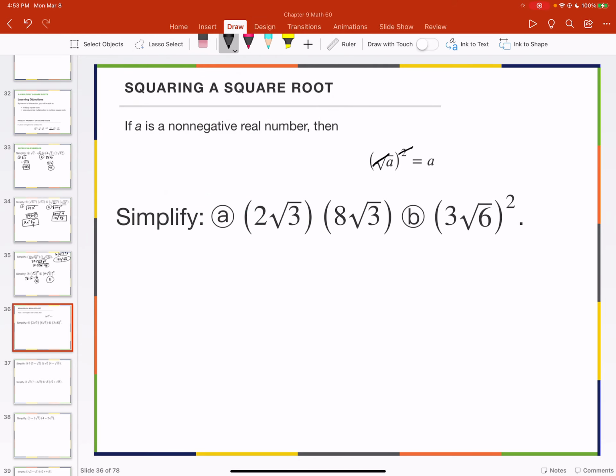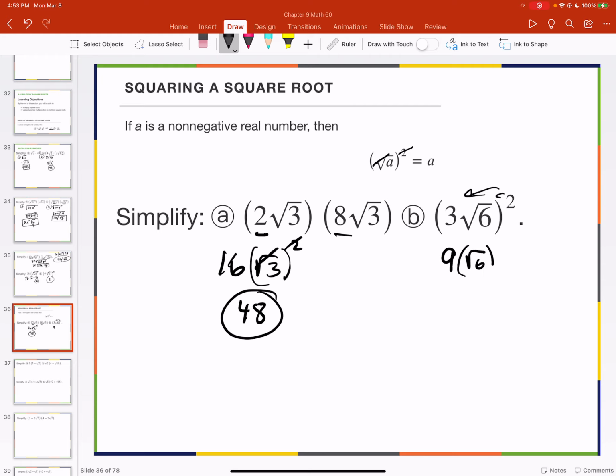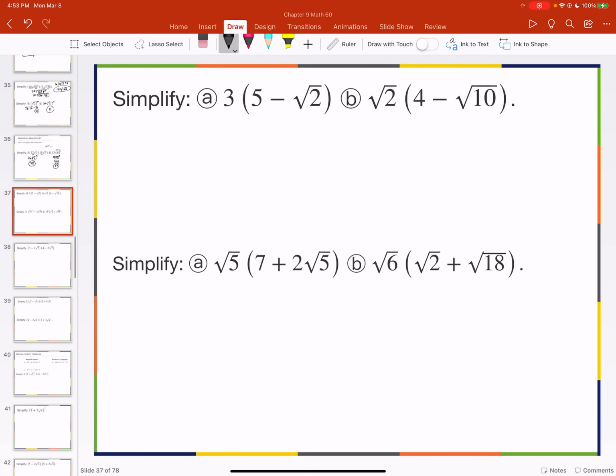So like, let's say here you have 2 times 16, and then you get square root of 3 squared, but then that just cancels out, so then you get 48. Okay, 3 root 6 squared, that's going to be 9, because the square goes to both parts. Square root of 6 squared, and then you just get 9 times 6, which is 54. All right. Now, we can also multiply, when we're multiplying a single number times a binomial that has a radical, a square root, we just distribute.